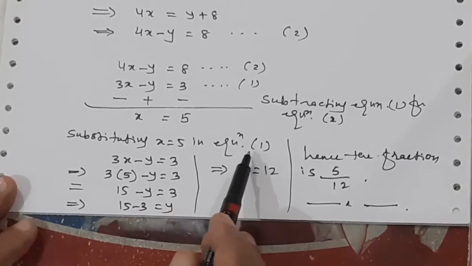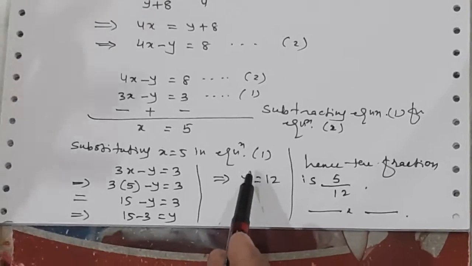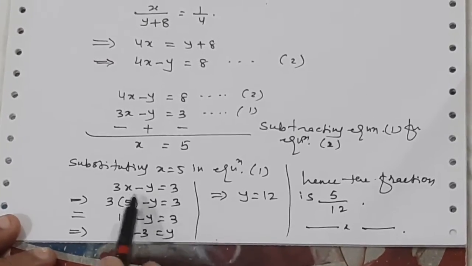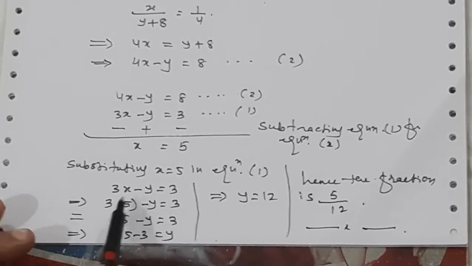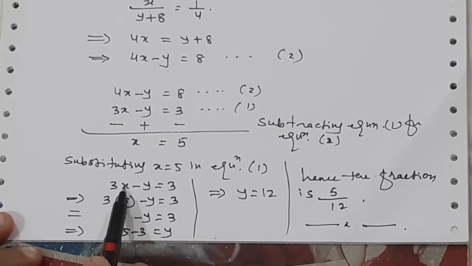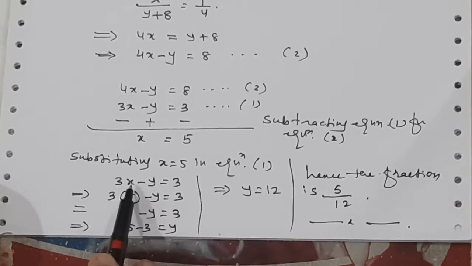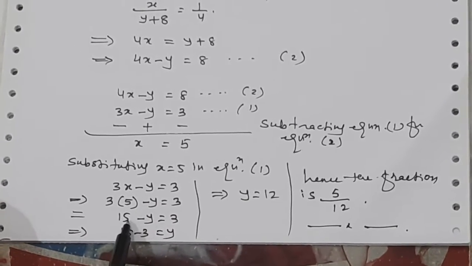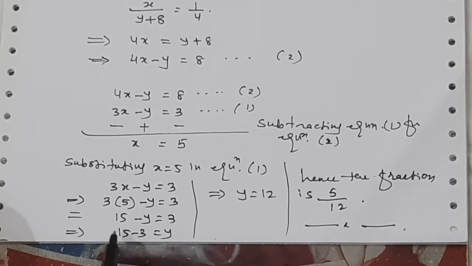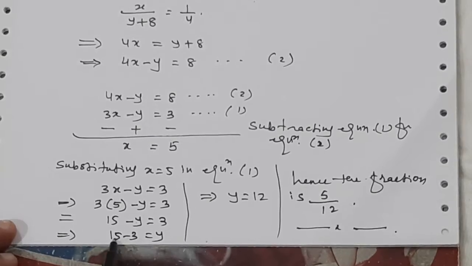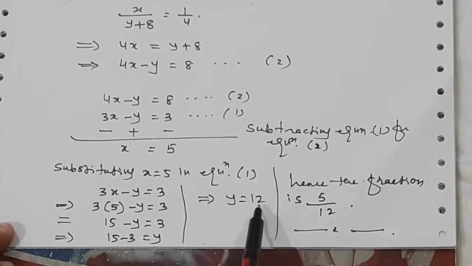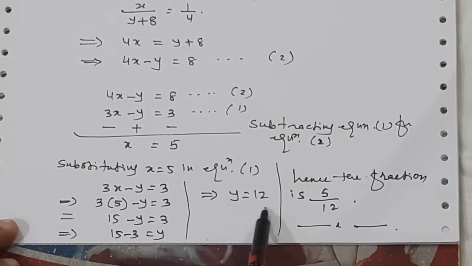Substituting x is equal to 5 in any equation, you substitute either 1 or 2. I have taken 1. 3x minus y is equal to 3. This is the equation 1. Replace x by 5 or substitute 5 for x. 3 into 5, 15. Now 3 is taken to the left hand side, minus y is taken to the right hand side. So 15 minus 3 is equal to 12. Hence y is equal to 12.